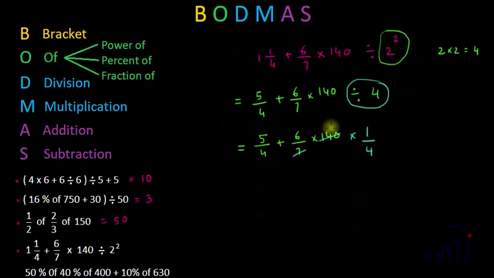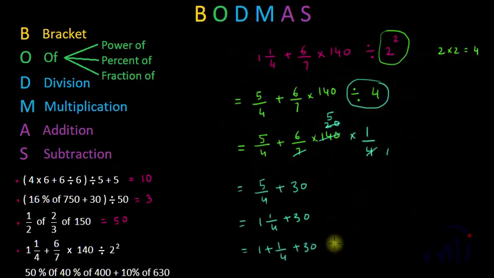And now 7 2s are 14 and 0. And then we have 4 1s are 4, 4 5s are 20. So this can be written as 5 by 4 plus 6 5s are 30. So either you can take LCM and solve it, but I would prefer to go back to its original form. This fraction can be written as 1 by 4 plus 30. So 5 by 4 is actually 1 plus 1 by 4, and then this plus 30. So this 30 plus 1 is 31, and 1 by 4. This will be the result of this expression.